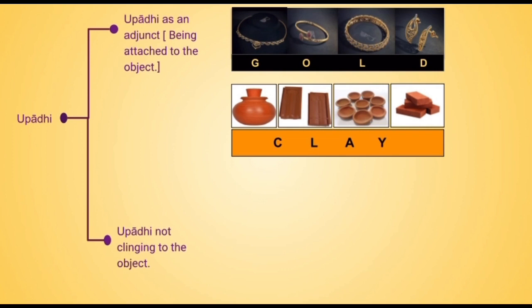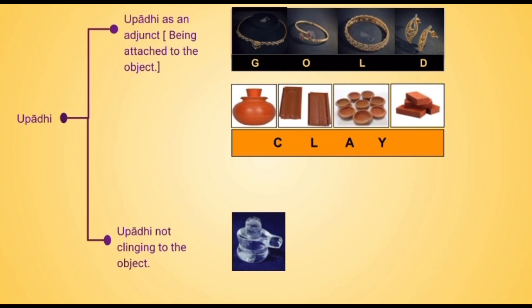Let's move on to the second type of Upadhi, where Upadhi is not attached to the object, but it stays separate and also helps to recognize that object. Let's consider an example of Spatika Lingam. Spatika Lingam is, in its true nature, transparent and it's difficult to see. When it's placed on a blue background like this, it appears blue. Although its true nature is being transparent, due to the proximity of this blue color background, it is showing up blue.